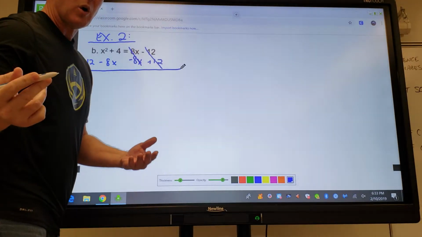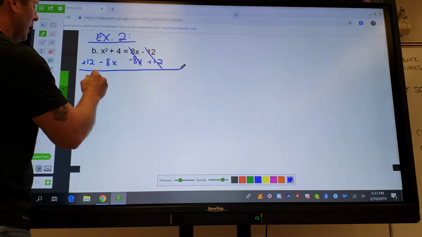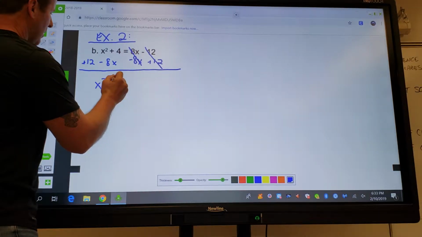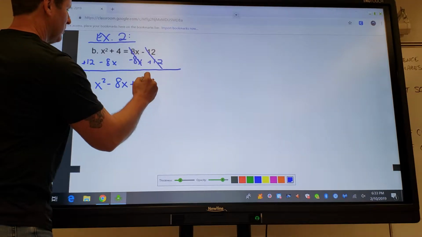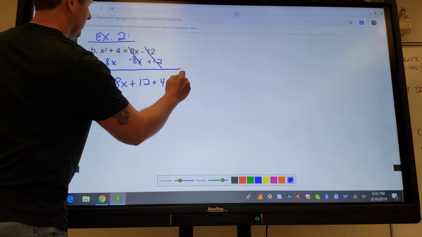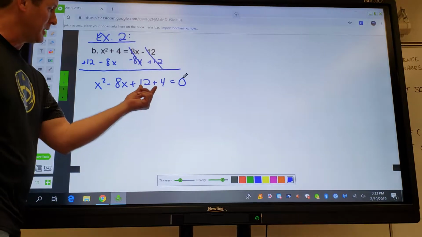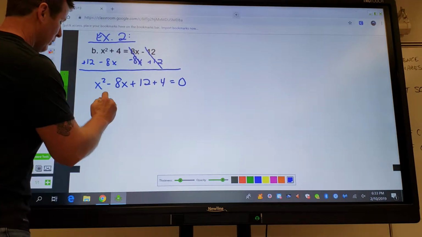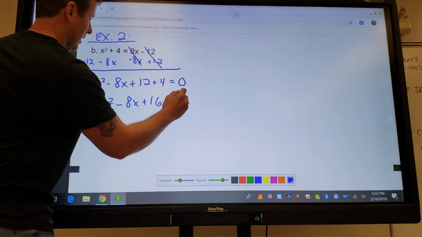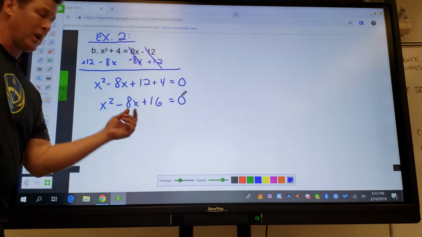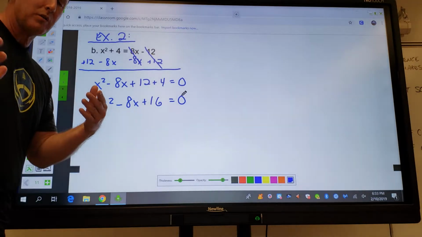Now again, you can follow along in the notes in example 2b, and when I clean that up, here's what I've got. Let me just write it out. I've got x squared minus 8x plus 12 plus 4 equals 0. Obviously, I can combine these two constants here and rewrite it as x squared minus 8x plus 16. I have a quadratic equation that I can solve by factoring.